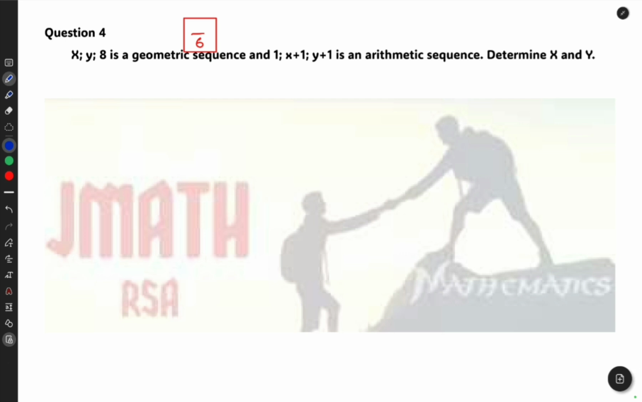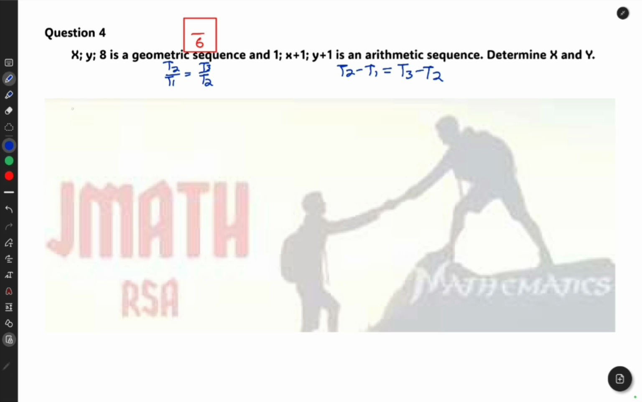Okay, so x, y, and 8 is a geometric sequence. Whenever they tell me that, I am going to use T2 over T1 equals T3 over T2. And the other part is an arithmetic sequence, so then I'm going to do T2 minus T1 equals T3 minus T2. This is going to end up in a simultaneous equation, so I need to first find ways to get equations from this. And this is the way you're going to do it.